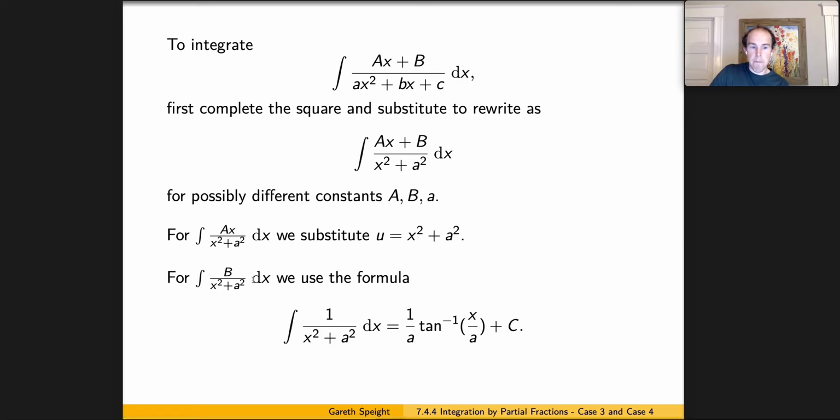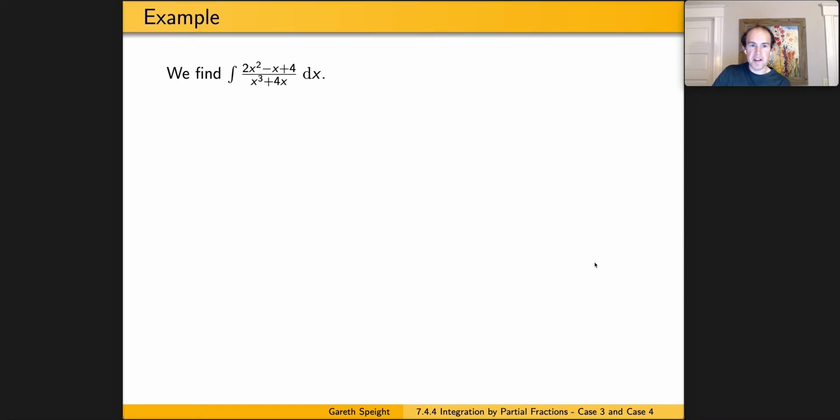And then for the other term, b over x squared plus a squared, we can use the fact that the integral of 1 over x squared plus a squared is 1 over a arctan of x over a. So at the end of the day, for these terms, we possibly have to complete the square and make a substitution to get rid of the x term. Then we split along the numerator. The one that has the x on the top, we can use a naive substitution. The one that's just constant over x squared plus a squared, we have to use arctan. Okay, so let's see some examples.